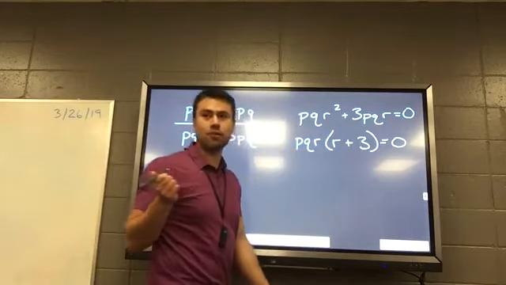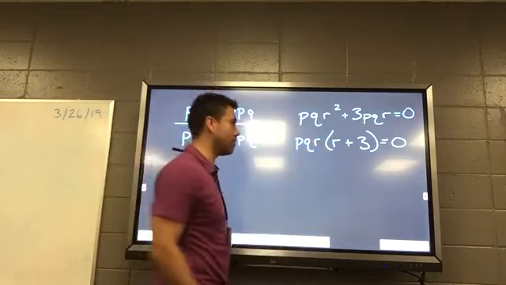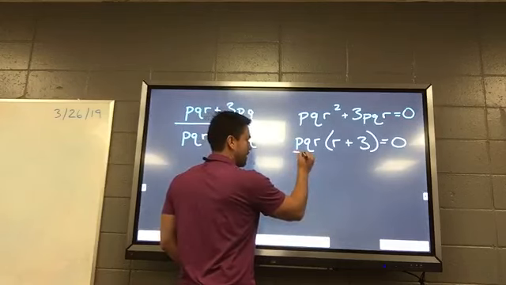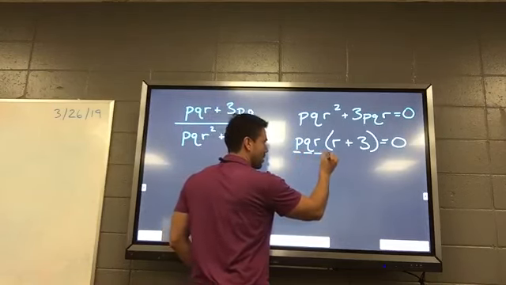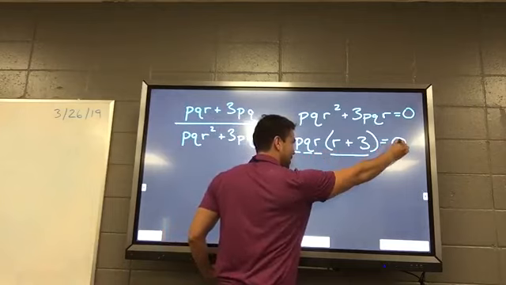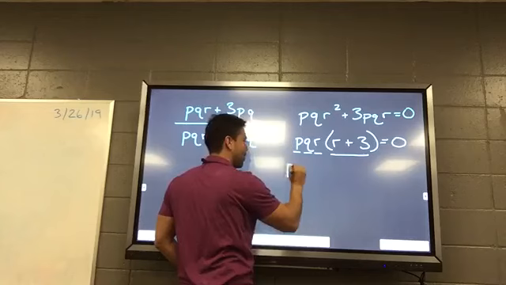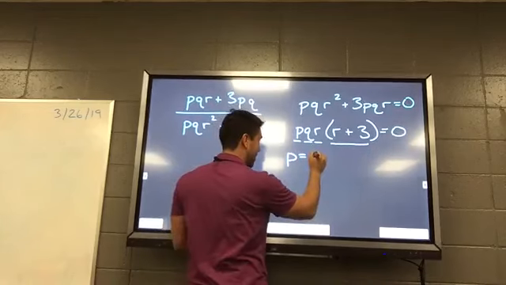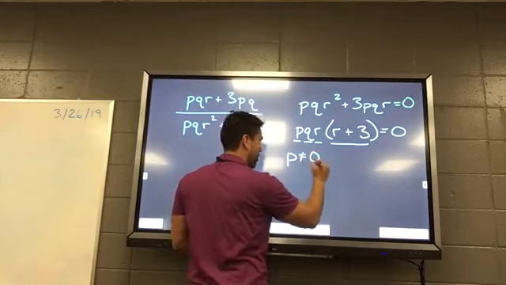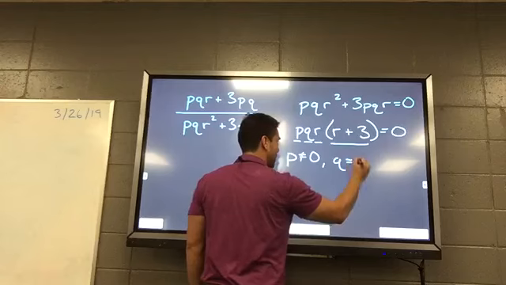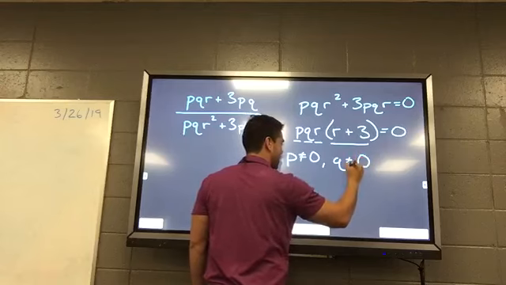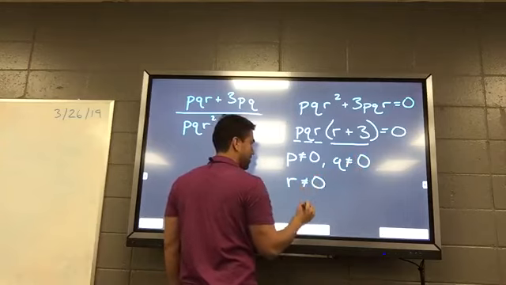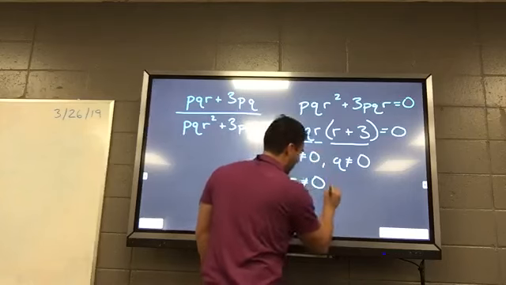Remember I said you can have as many as you want, but I did mention 4 excluded values. P times Q times R plus 3 equals what? What can P not be? 0. What can Q not be? 0. What can R not be? 0. And there's one more that I need you to find.